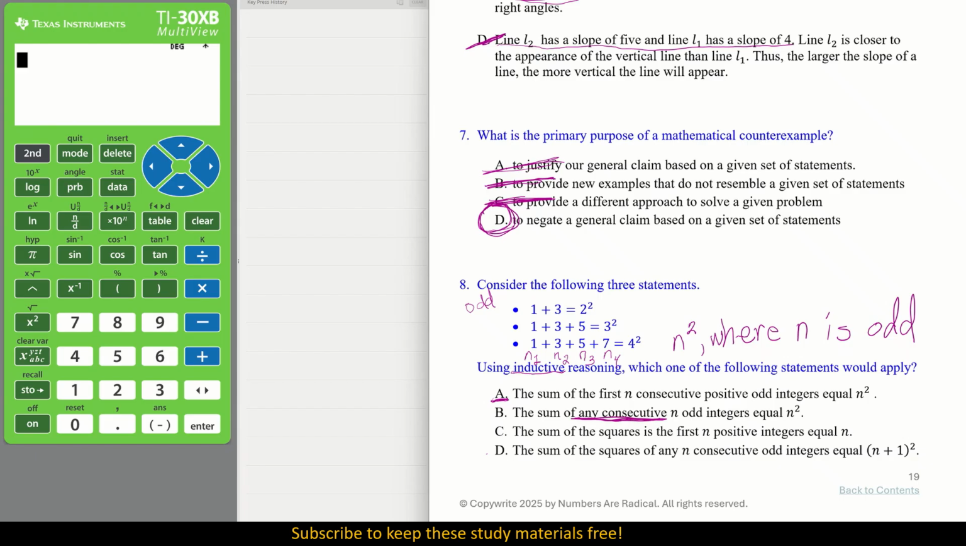Well, obviously, that's not what we're observing. That just doesn't go along with what the observation is. Doesn't make sense. So let's look at D. The sum of the squares of any n consecutive odd integers equals, okay, n plus 1? No, that's not what we observe. So C and D can be eliminated because they don't fit with the observation.